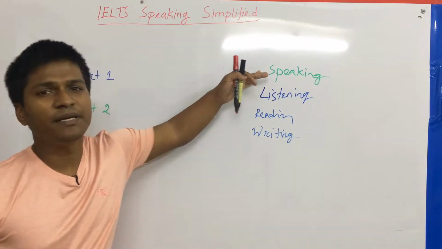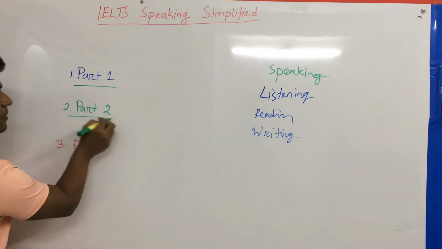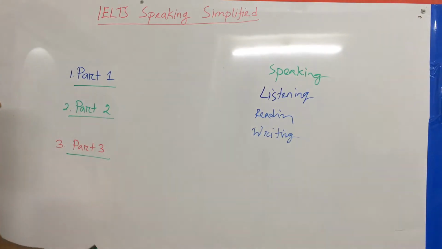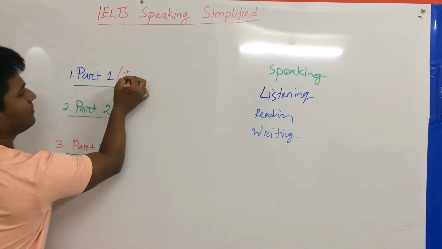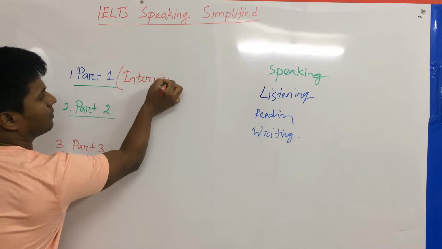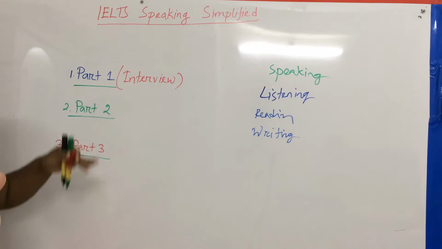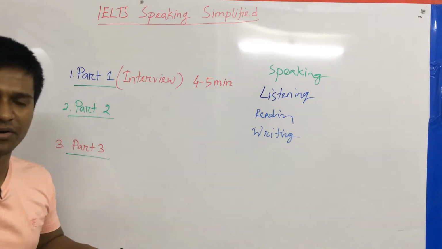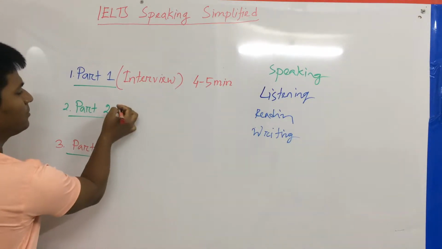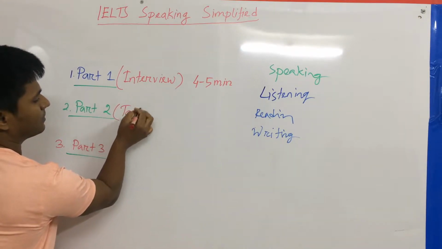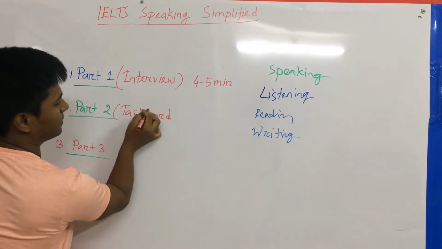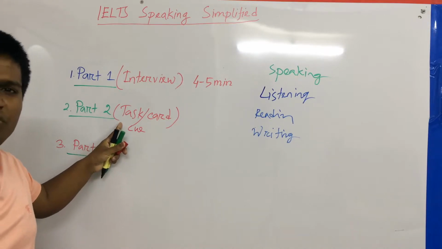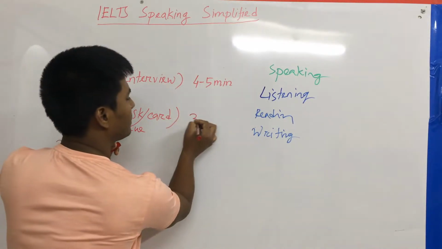Okay, in the IELTS speaking exam we have 3 parts. In part 1, as IELTS says, it is an interview. Part 1 can be 4 to 5 minutes long. Can be, it depends. Okay, it's not that precise. In part 2 it will be a task card or cue card. You will have 1 minute here to prepare and 2 minutes to talk. So maybe here you are getting 3 minutes.